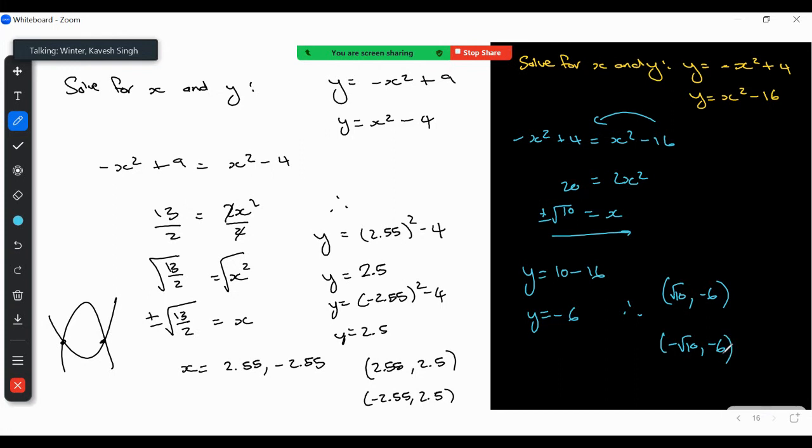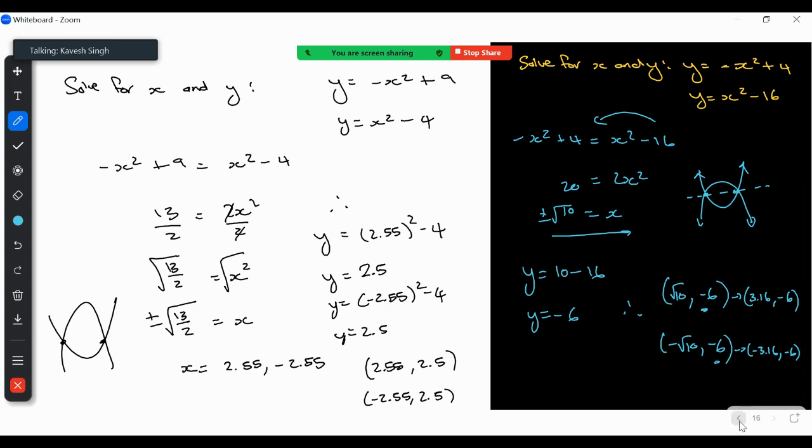And we can put that on a calculator, the square root of 10, and let's see what it comes to. That'll come to 3.16. So this will be 3.16 and negative 6, or negative 3.16 and negative 6. And remember, these two are parabolas which are going to have the same y value, right? They have the exact same y value, like that.